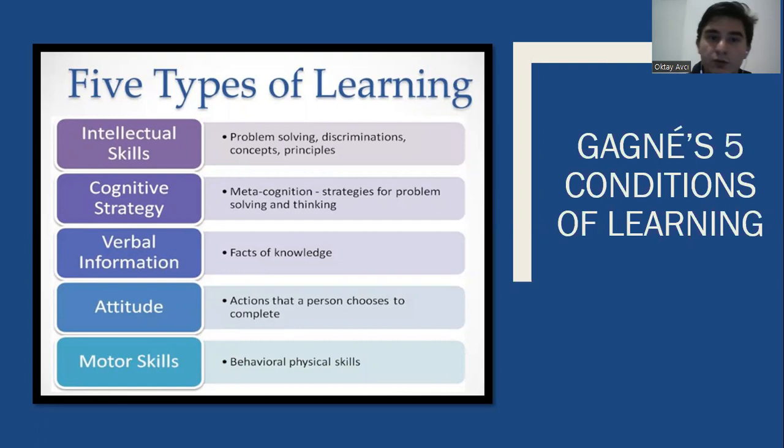Intellectual skills include problem solving, discrimination of concepts, concepts themselves and principles. Cognitive strategies include metacognition, and strategies for problem solving and thinking. Verbal information includes facts of knowledge. Attitude includes actions that a person chooses to complete, and motor skills includes behavioral, physical skills. So basically, it touches upon every kind of way of teaching, and it takes them under the umbrella of just 5 terms. It goes from motor skills to intellectual skills, so it includes every single type of teaching.